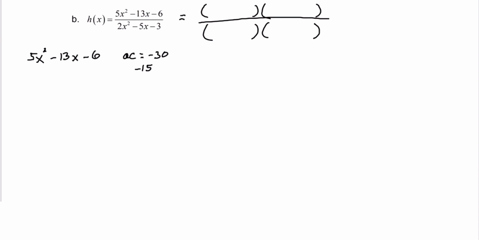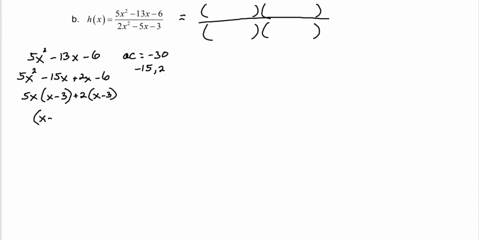That will be negative 15 and 2. So rewriting the quadratic, we have 5x squared minus 15x plus 2x minus 6. Now we can factor. Pull out that GCF. We're left with x minus 3. Pull out the next GCF. We're left with x minus 3. So now continuing to factor, x minus 3 times 5x plus 2. We'll put that in the numerator.